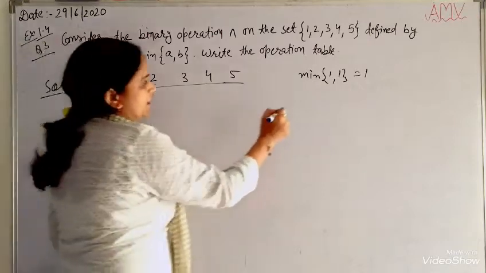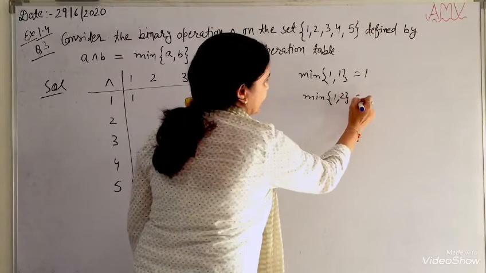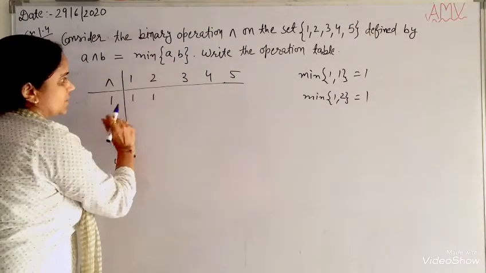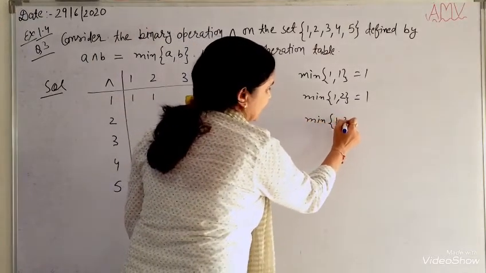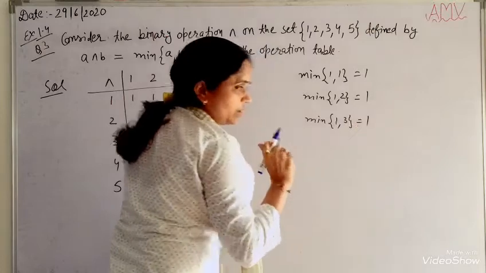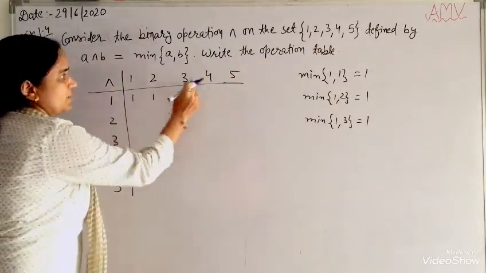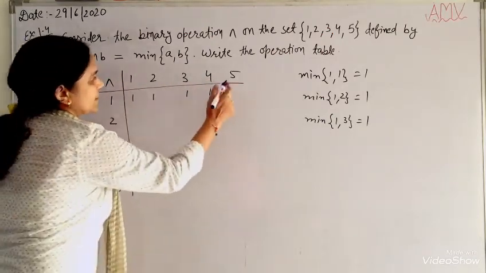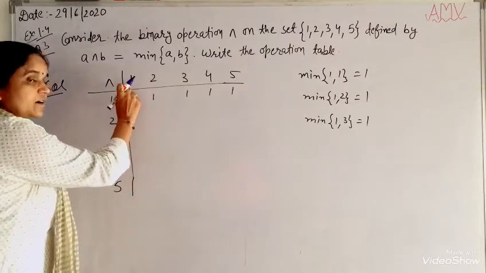Now minimum of 1, 2 is also 1. So 1 operation 2 is 1. Same, students: minimum of 1 and 3 is also 1. Minimum of 1 and 4 is 1. Minimum of 1 and 5 is also 1. Okay. Now 2 and 1.